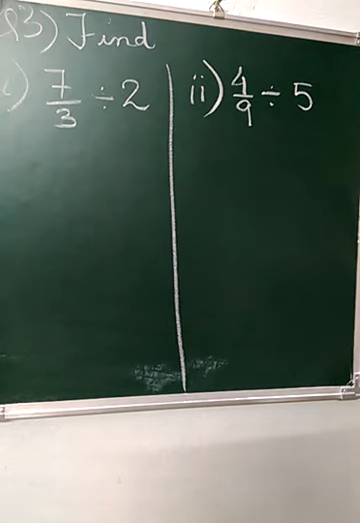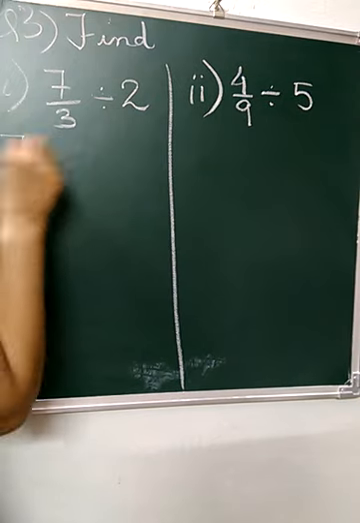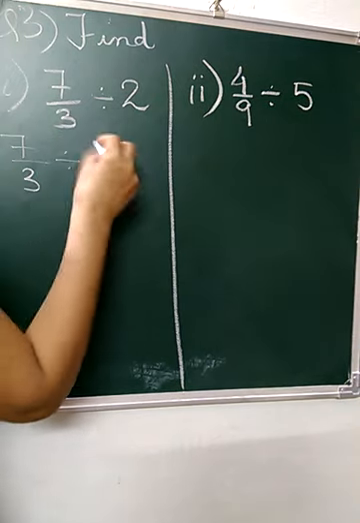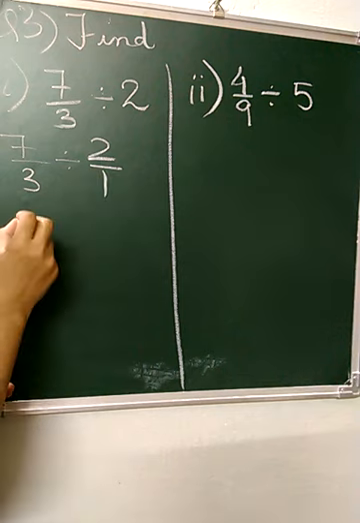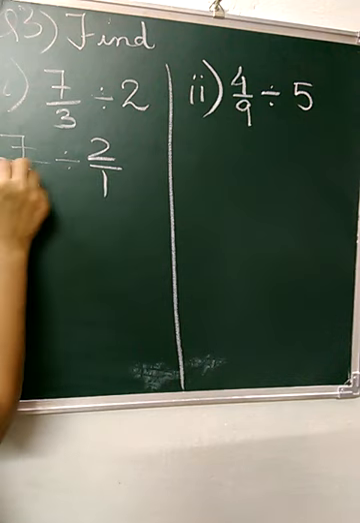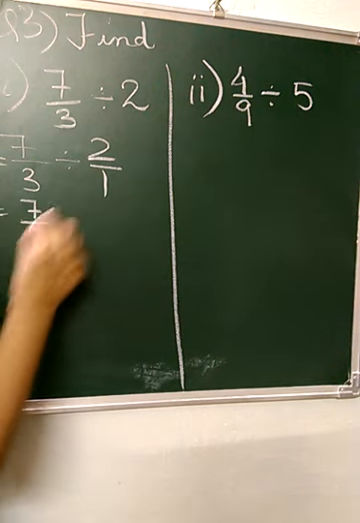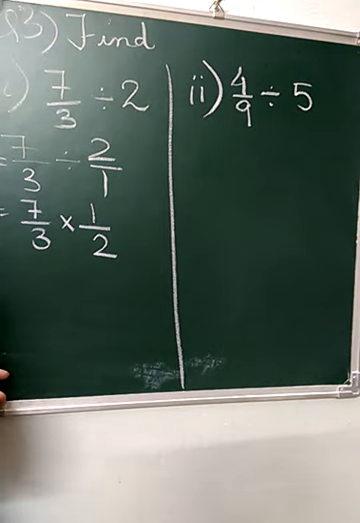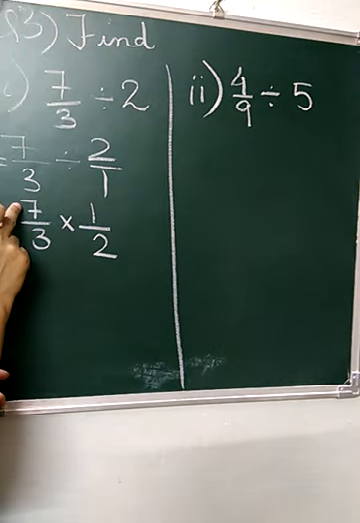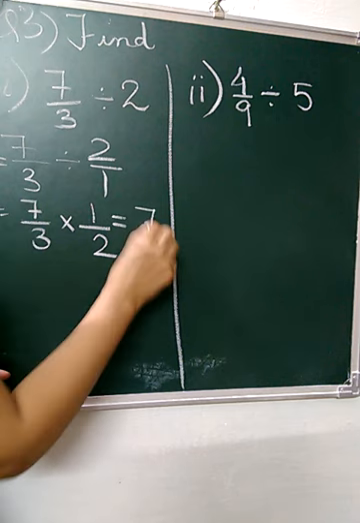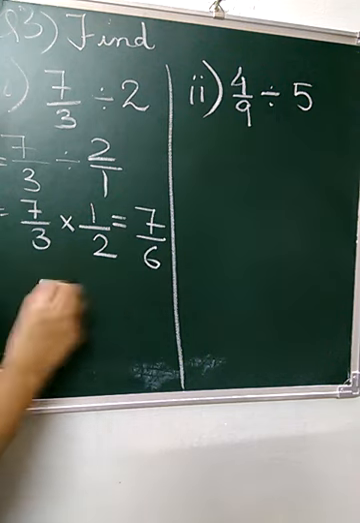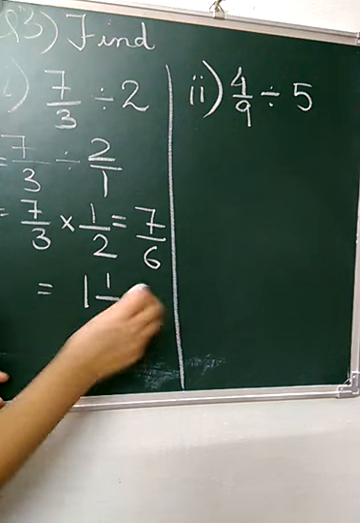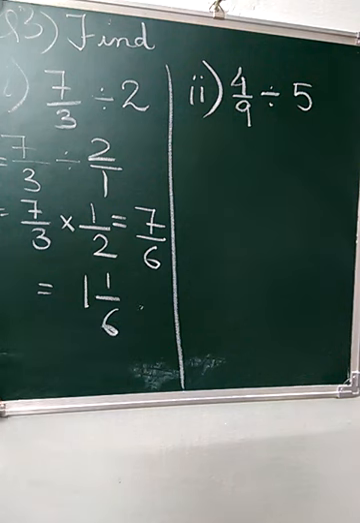Starting with the third question, the first one, 7 upon 3 divided by 2. So 2 can be written as 2 upon 1. Now the division sign changes to multiplication. So 7 upon 3 into, this becomes its reciprocal, that is 1 upon 2. Now we multiply, 7 ones are 7 and this is 6. So it comes out to be 1 and 1 by 6.